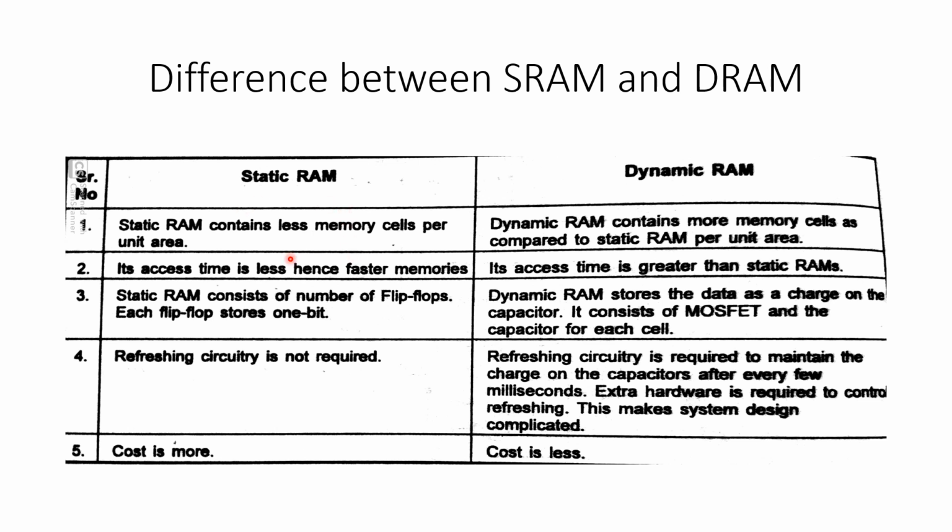The static RAM consists of a number of flip-flops. Each flip-flop stores 1 bit of information. The dynamic RAM stores the data as a charge on the capacitor. It consists of a MOSFET and a capacitor for each cell. Refreshing circuitry is not required in the case of static RAM. In dynamic RAM, refreshing circuitry is required to maintain the charges on the capacitor after every few milliseconds. Extra hardware is required to control the refreshing, which makes system design complicated. So the static RAM cost is more and the dynamic RAM cost is less.